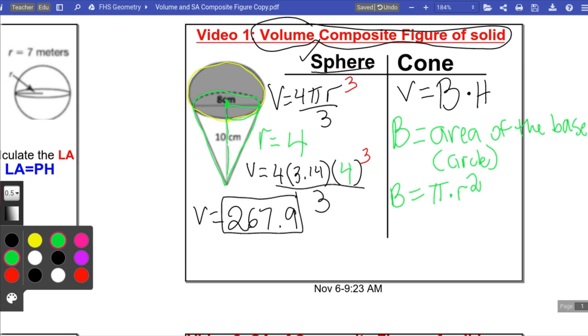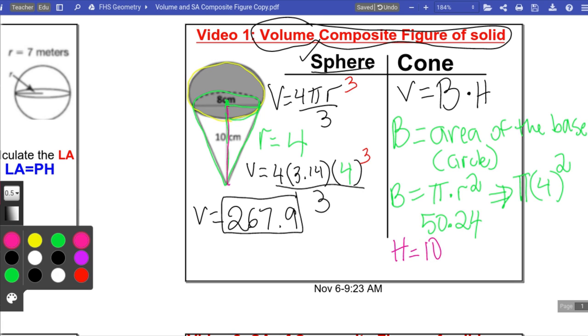We already know that the radius is 4. So pi times the radius, which is 4, squared. What does that equal when we do pi times the radius squared? That gives us 50.24. All right, big H. Big H is just how tall the cone is. The cone is 10.